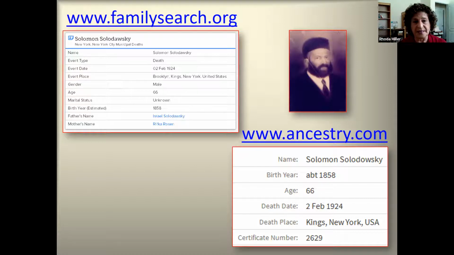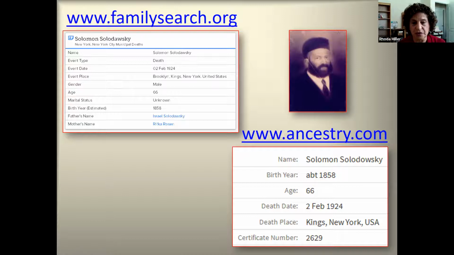So on the quick index that they give you, what is not here that Ancestry does have more obviously is the certificate number. When you go to get the actual record, it's very helpful to have the certificate number. It is on FamilySearch.